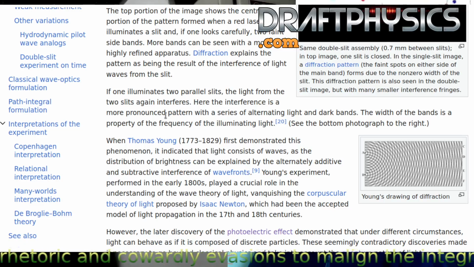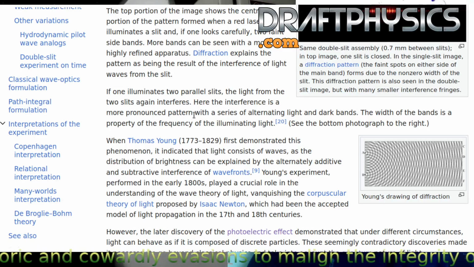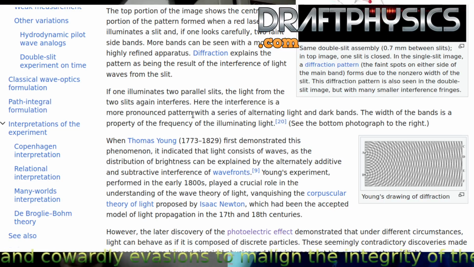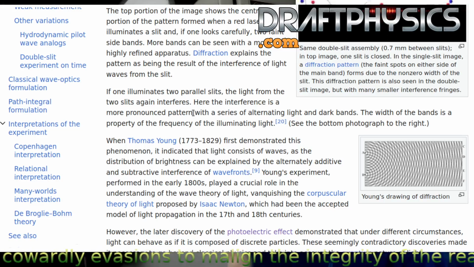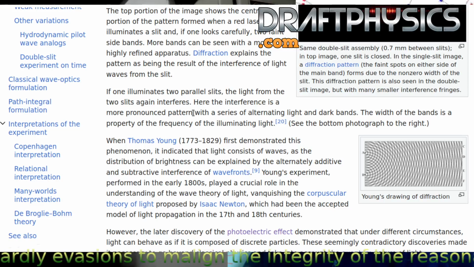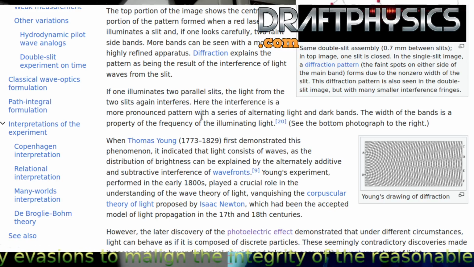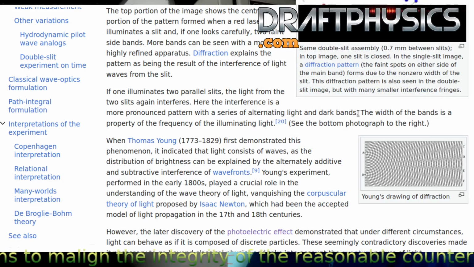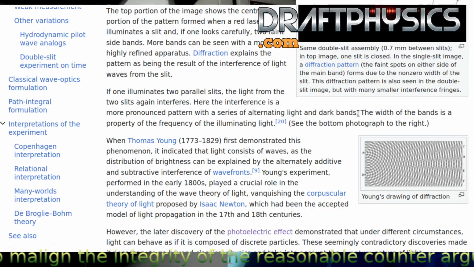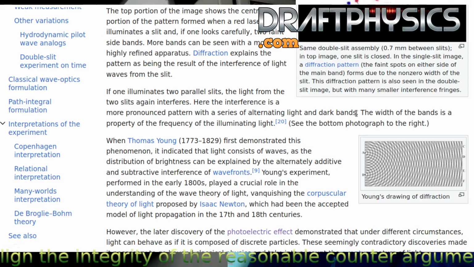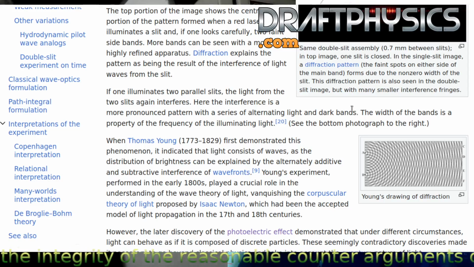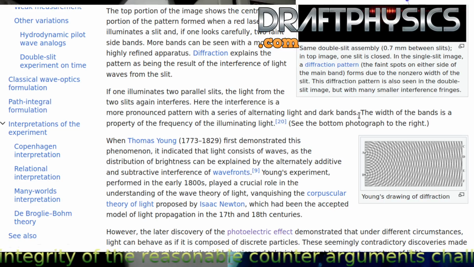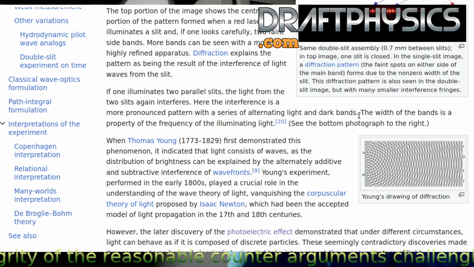Here the interference is a more pronounced pattern. It's not more pronounced, it's more detailed. So that's more bad rhetoric. It has more details in the pattern. Okay, with a series of alternating light and dark bands. So again, it's not just a series of light and dark bands. It's clearly an interrupted series of light and dark bands. So, they can't say any of it actually accurately.